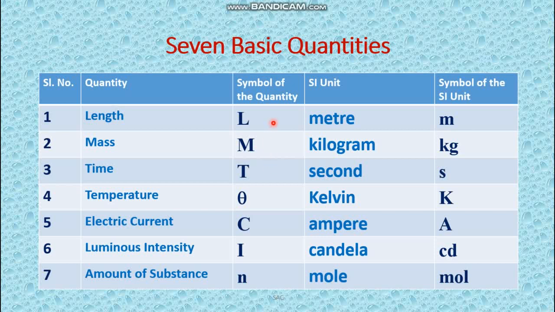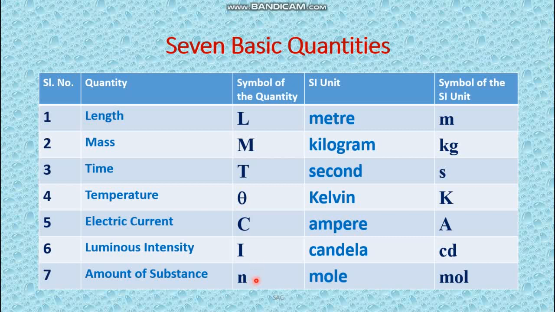First of all, the symbol of length is capital L. That of mass is capital M. That of time is capital T. That of temperature is theta. Electric current capital C. Luminous intensity capital I, and amount of substance small letter n.